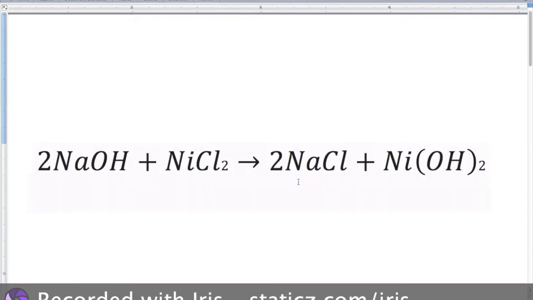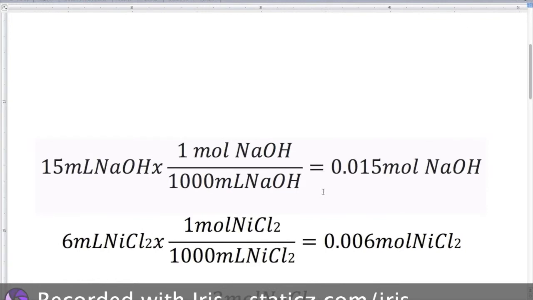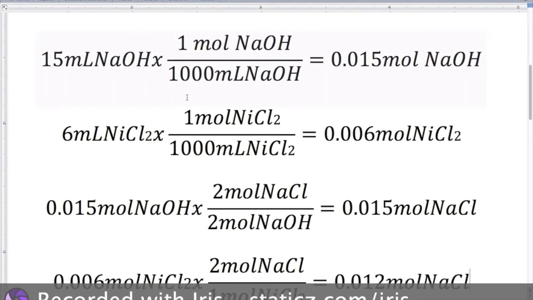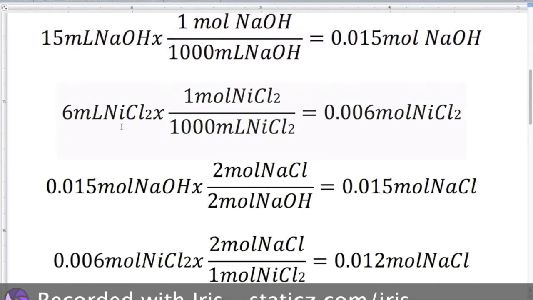Sodium trades places with nickel 2 to create sodium chloride, and nickel trades places with sodium to create nickel 2 hydroxide. And if you do a little bit of calculations, you can figure out which reactant is the limiting reactant. So we have the 15 milliliter sodium hydroxide solution, which was 1 molar, and molarity is moles per liter. So we divide this by 1,000 to get liters. So we have 0.015 moles of sodium hydroxide in 15 milliliters. And we did the same thing with nickel 2 chloride, and you get 0.006 moles of nickel 2 chloride in 6 milliliters of the solution.